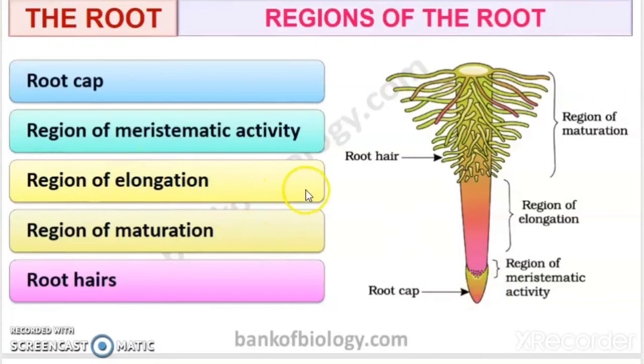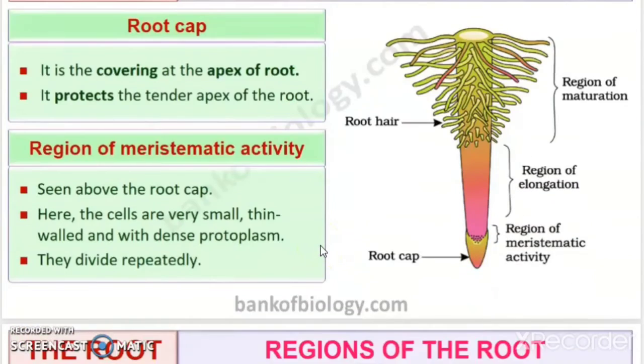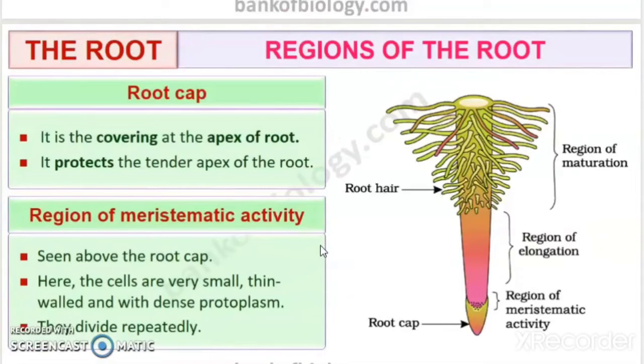Now coming to the region of meristematic activity, we saw that it is just above the root cap, and the cells here are small, very thin walled, and they have dense protoplasm also. Protoplasm is the living part of the cell, which is the cytoplasm and nucleus. The function of this meristematic area is to divide repeatedly. It means that the cells in this region will divide repeatedly.